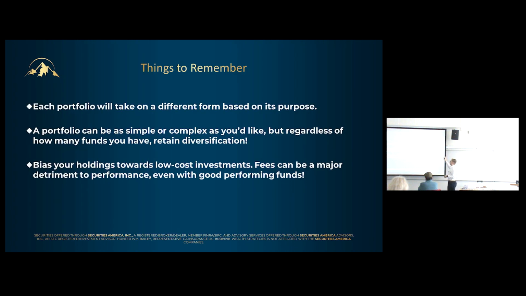So again, the things to remember from all that stuff that we talked about is that each portfolio will take on a different form based on its purpose. If you have a growth account that's just for your kids, it's probably not going to have any cash reserves. If you have an account that you're relying on for your retirement income, it's probably going to be more conservative. If you have an account that only has a time horizon of 1 year, you're probably not going to have any equity funds in that, because what would have been the point if they went down in that period?